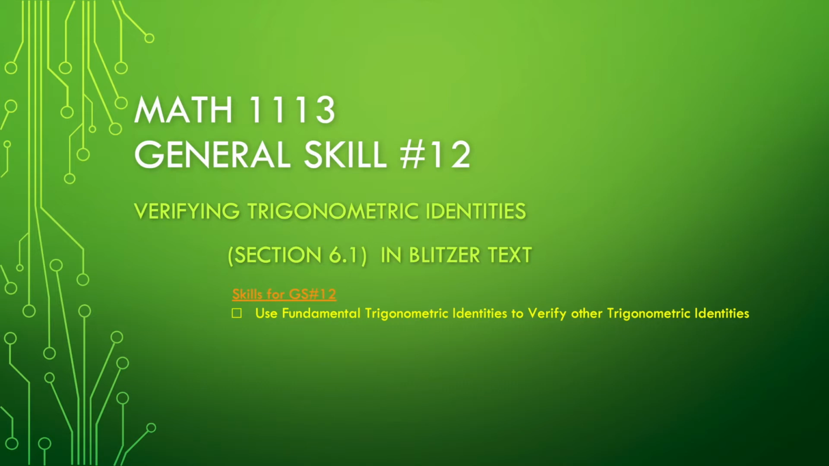If you are using the Blitzer algebra and trigonometry text, you'll find this information in section 6.1. And there's really only one task that we are looking for in this skill, and that is how do we use fundamental trig identities to verify other trigonometric identities.